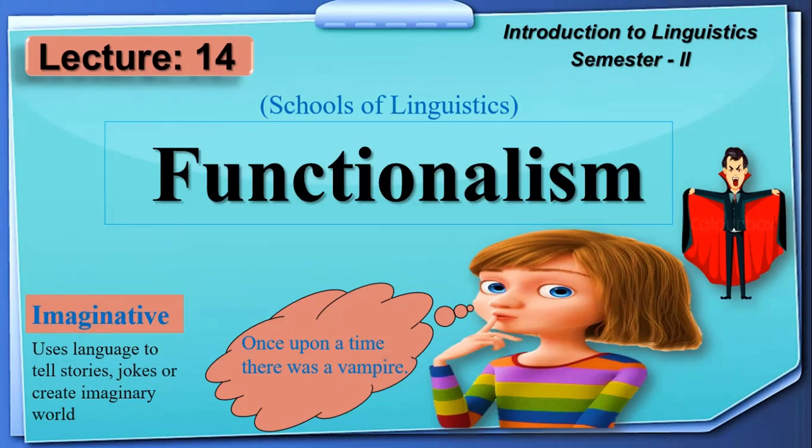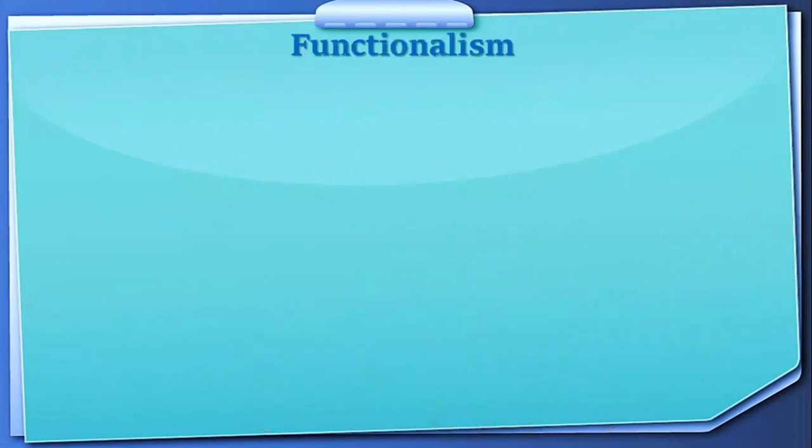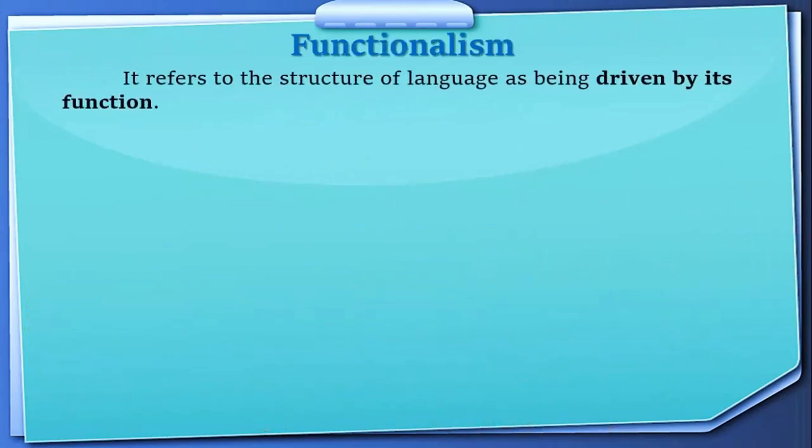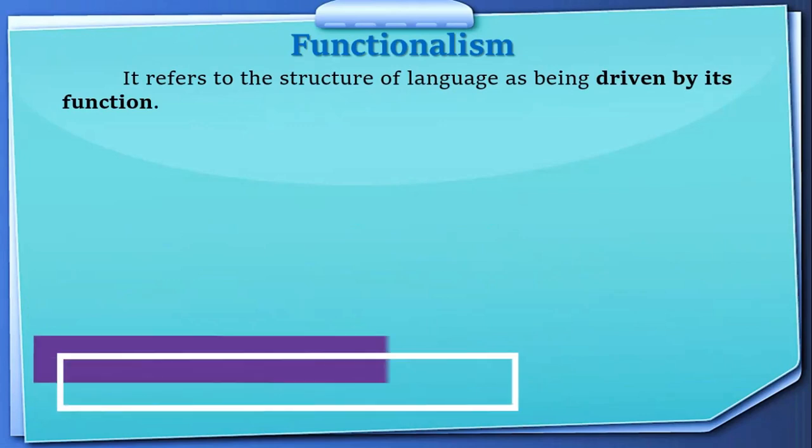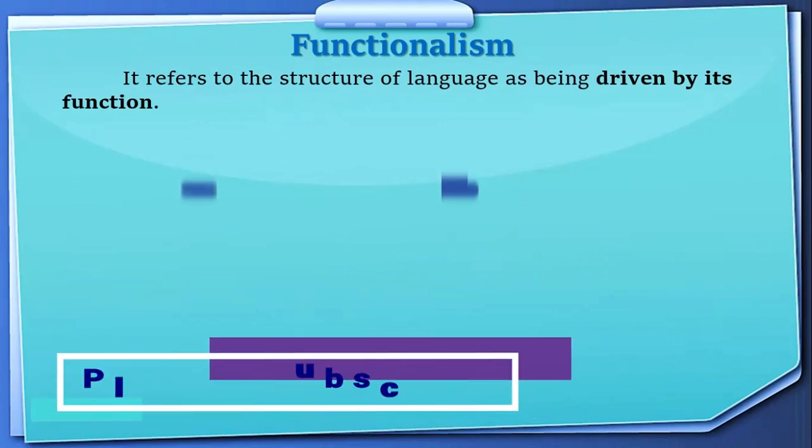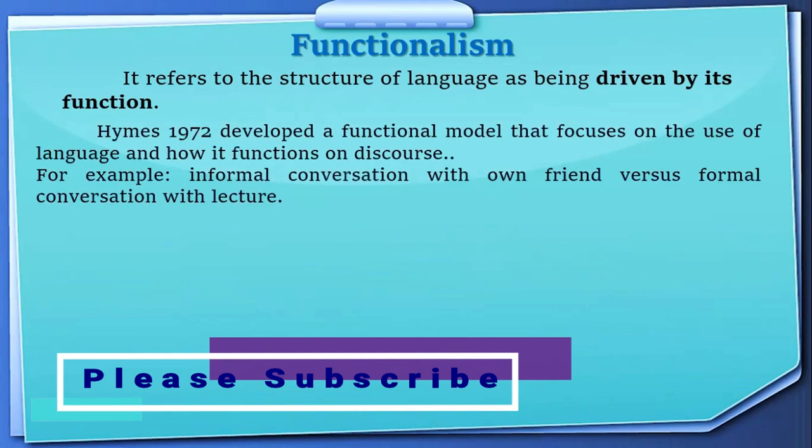So without further ado, let's get started with today's topic from the recommended books. Functionalism, in very short terms, refers to the structure of language as being driven by its function. That language structure is made just because of its function. Hymes in 1972 developed a functional model that focuses on the use of language and how it functions in discourse. According to Hymes, in discourse, language has its own function.